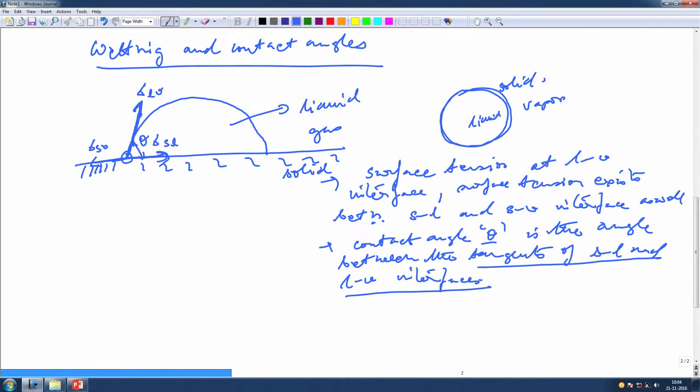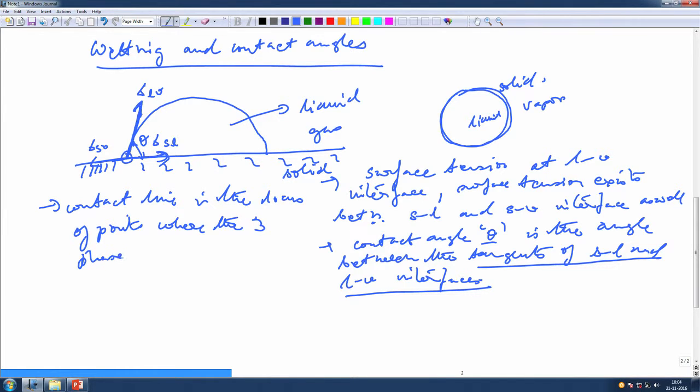So, the contact line is the locus of points where the 3 phases intersect. That means, as you can see, if you highlight this particular point, this is the circumferential region, because what you look at as a point in the side view is basically a circumferential or perimeter type of line. This is nothing but the contact line.